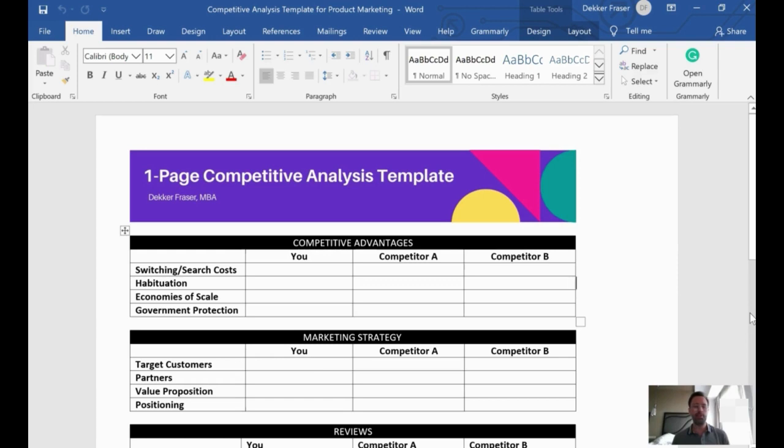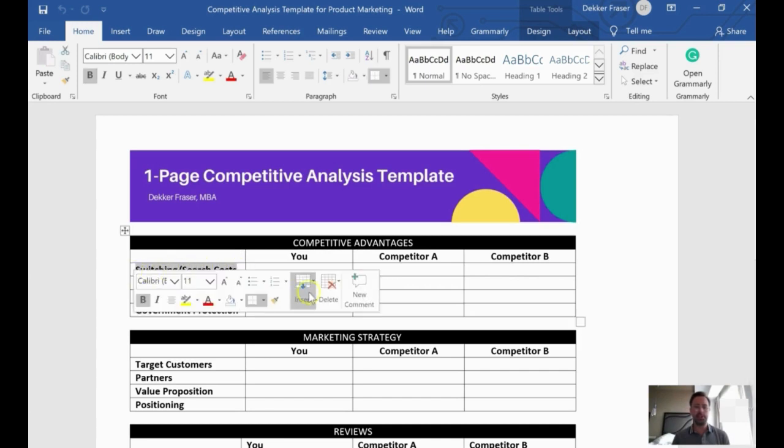And one of the first things that really matters is competitive advantages. What these are is the elements that make it difficult to steal customers from your competitors or for you to take customers and market share away from your competitors. And there are really only 4 types of sustainable competitive advantage. The first is the switching and search costs.